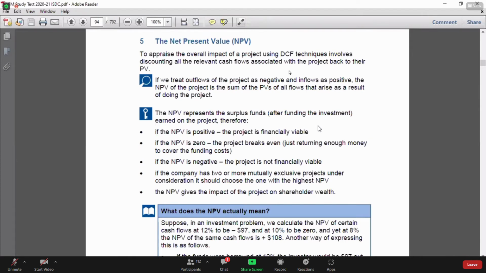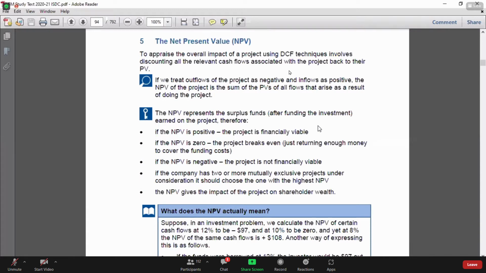Now, to appraise the overall impact of a project using the DCF, meaning discounted cash flow technique, involves discounting all the relevant cash flows associated with the project back to their present value. So here, if we treat outflows of the project as negative and inflows as positive, the NPV of the project is the sum of the present values of all future cash flows that arise as a result of doing the project. So here NPV represents the surplus funds. It means the difference between the present value of cash flows minus the investment.